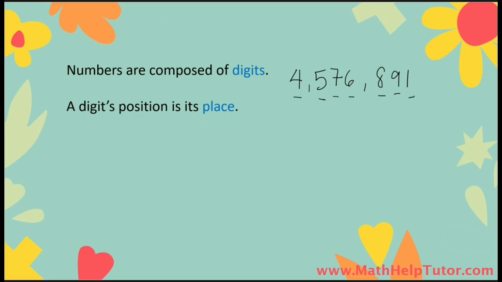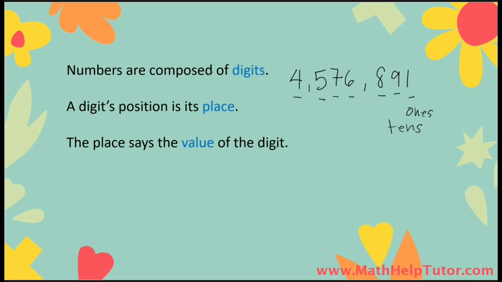Now, in a number, the digits are arranged in a certain order based on its position. The digit's position is called its place. So for our number 4,576,891, the digits 1, 9, 8, 6, and so on are arranged in terms of their order, like ones, tens, hundreds, thousands, and so on. The place of the digit is important because it tells us the value of a particular digit.